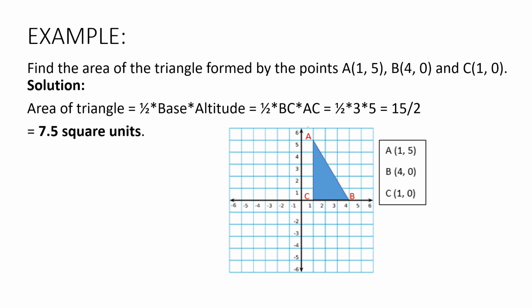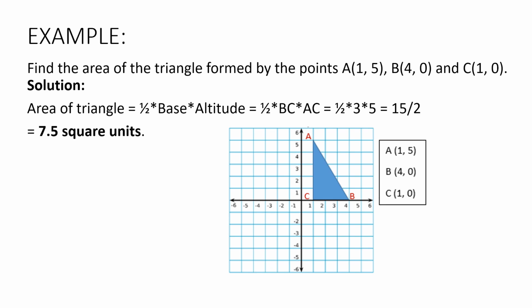So A point is (1, 5), B point is (4, 0) and C point is (1, 0). Area of the triangle is given by half base into altitude. So what is the base? It is BC. Now BC, B and C both points lie on the x-axis. So the difference of their x coordinate, 4 minus 1, is the distance which is BC. So that is 3 units.